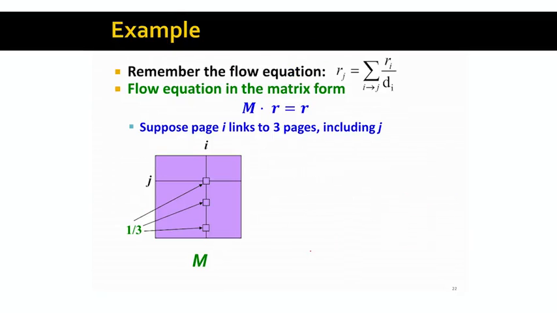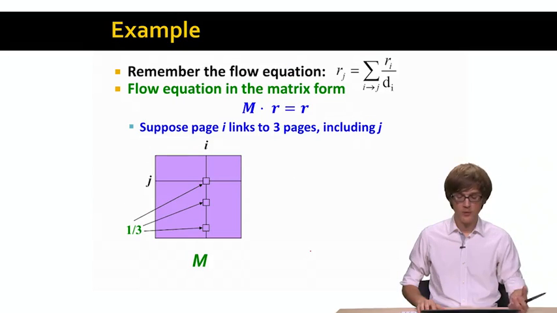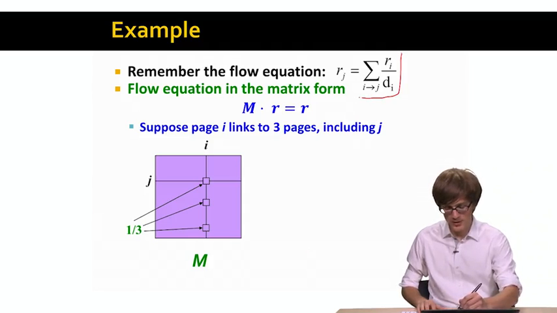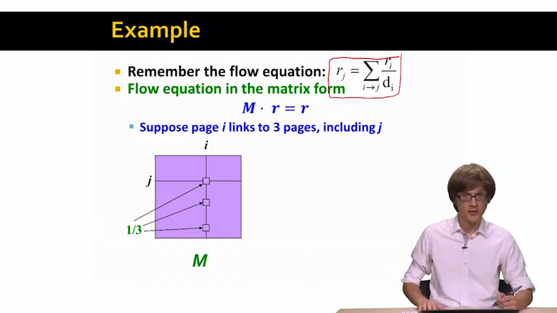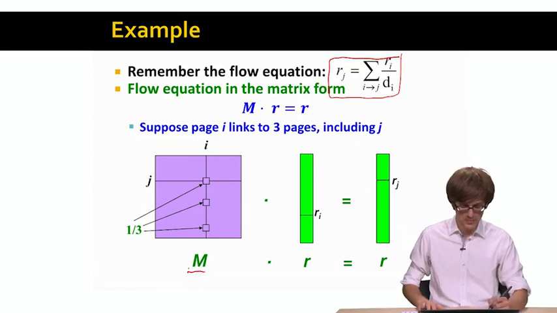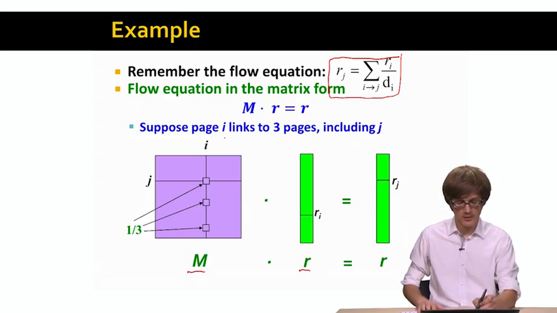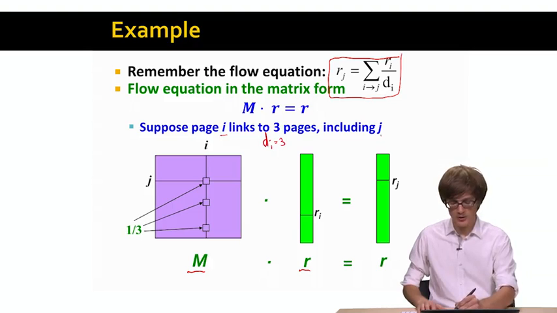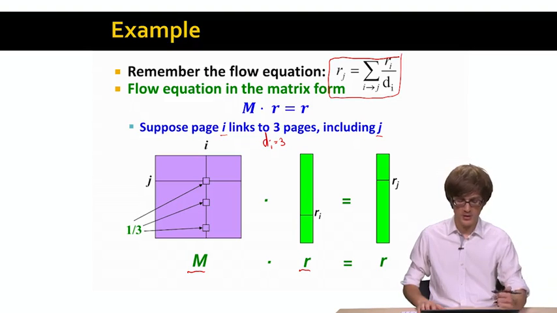So just to convince you or demonstrate why we can take our initial flow equations and express them as this vector matrix product, which may not be obvious, here is how we can understand that what we are doing is actually true and correct. The idea is the following, right? Imagine that I have my matrix M here at the bottom, and I have my vector R, and now I'm multiplying M times R. And just for the sake of the example, let's assume that page I has out degree of I equals 3, which means it points to 3 other pages, including J.